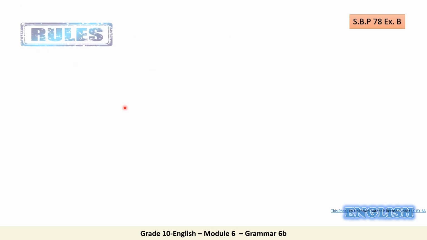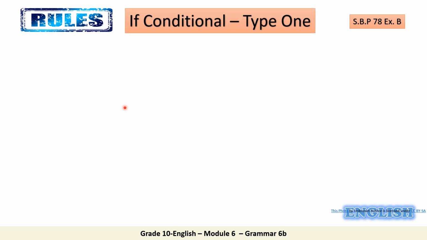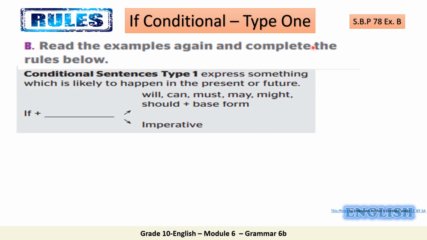And now let's find out more about the rules of if conditional type 1. Please go to your student book page 78, exercise B. And now let's read the examples again to complete the rule. Before we start, I want you to remember that conditional sentences type 1 express something which is likely to happen in the present or the future. It means that type 1 conditionals refer to a possible condition and its probable result.